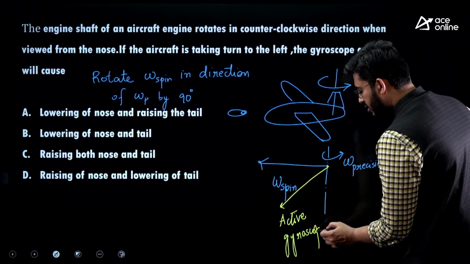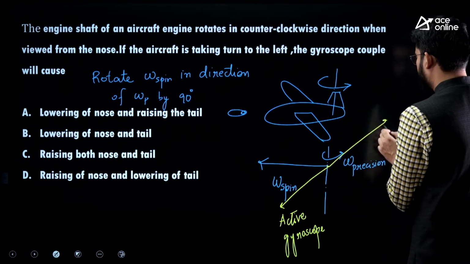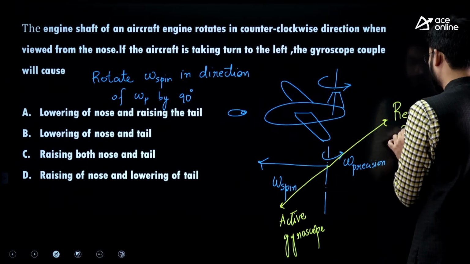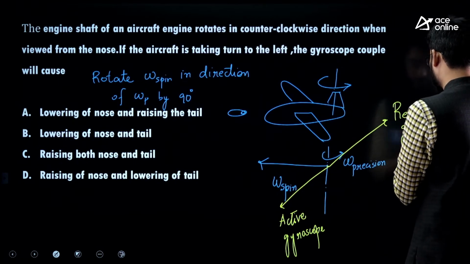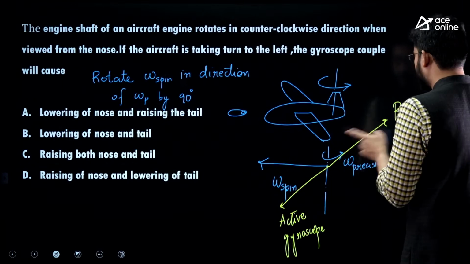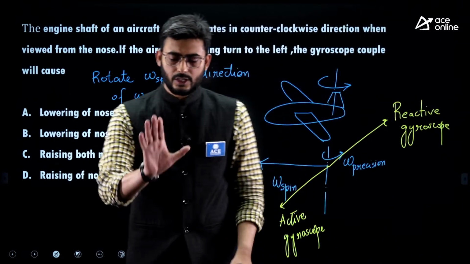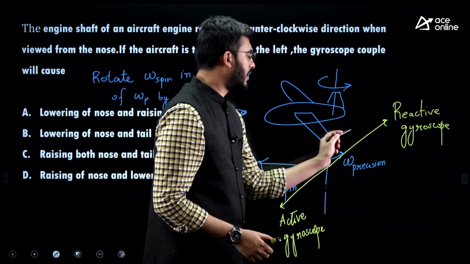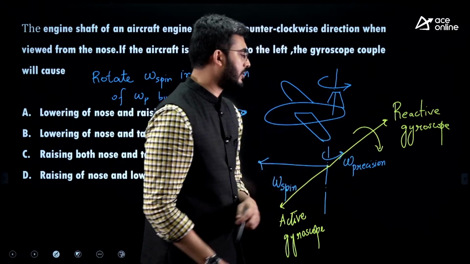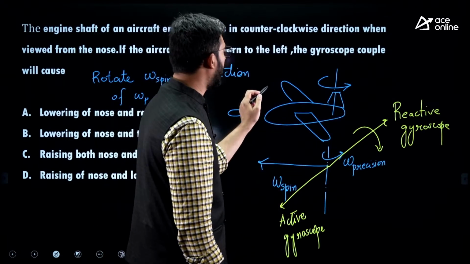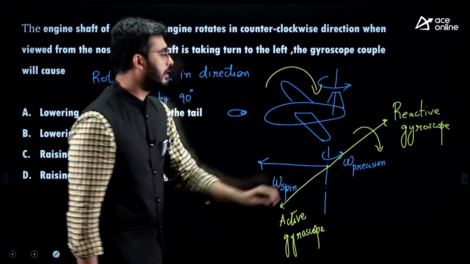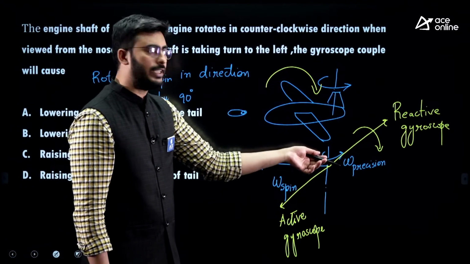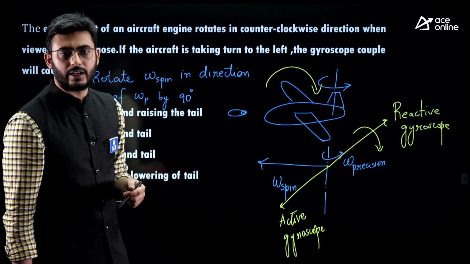And opposite to this will be reactive gyroscope. So place the thumb in the direction of reactive gyroscope. You will see the fingers are curling in this orientation. So the fingers will be curling in this fashion. Now pick this vector and place it on the aeroplane. That's it. You will see here the tail is being dipped and the nose is raised.